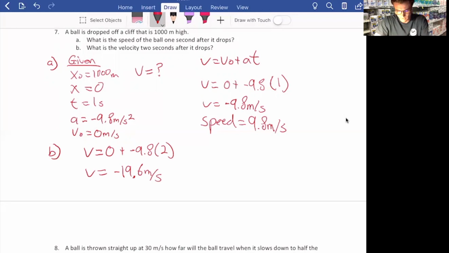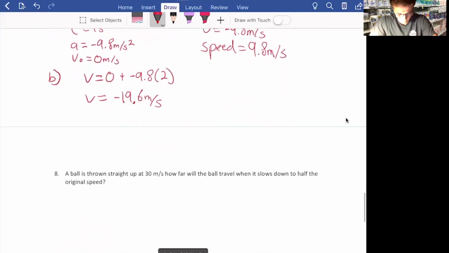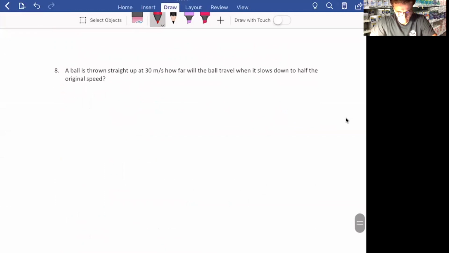Okay, does this make sense? Yes, it makes sense. Why? Because our rate of change in velocity is still negative 9.8 meters per second. After 1 second, it was negative 9.8 meters per second. After 2 seconds, it'll just be doubled, right? So 2 times negative 9.8. After 3 seconds, it'll be tripled, right? So it just keeps going on and on, just like that. Yep, cool. Okay, last one, 8.